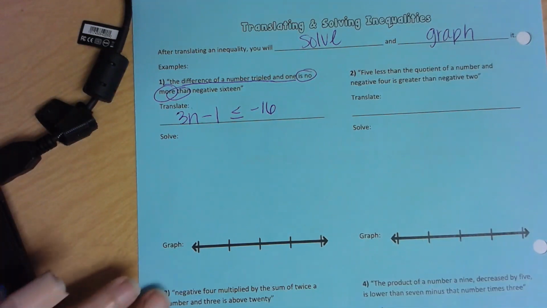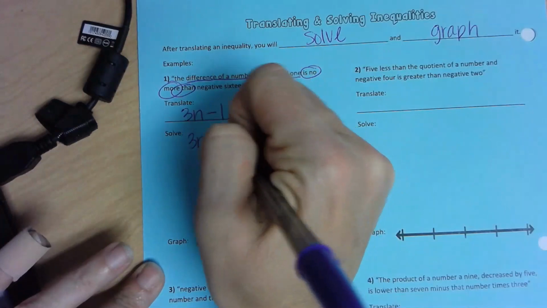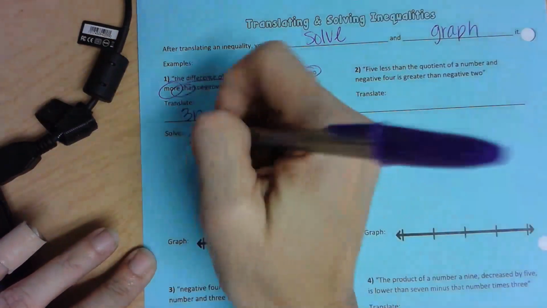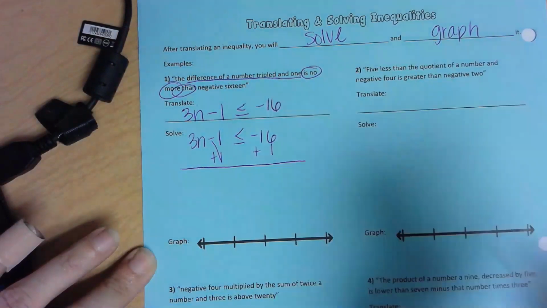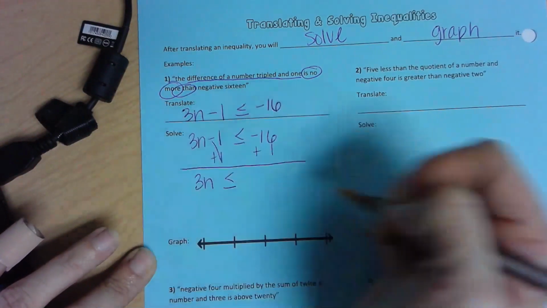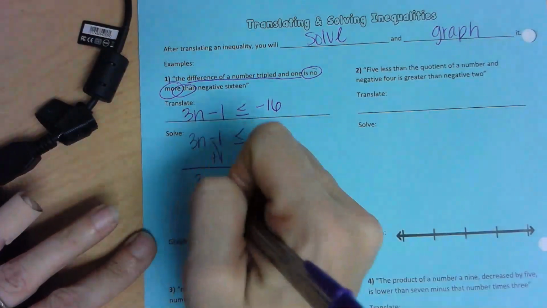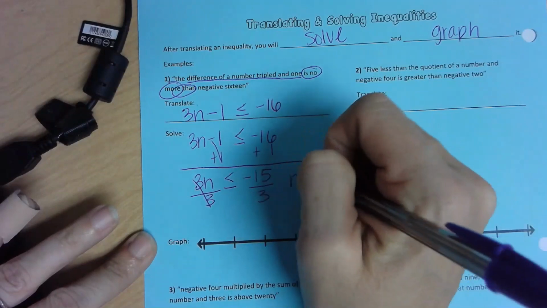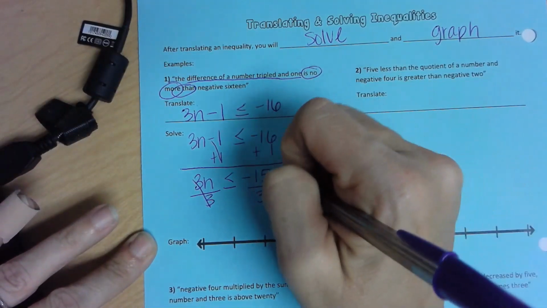Okay, so now we need to solve that. So 3n minus 1 is less than or equal to negative 16. So I'm going to add 1, and then I'm left with 3n is less than or equal to negative 15. Divide by 3, and I get n is less than or equal to negative 5.